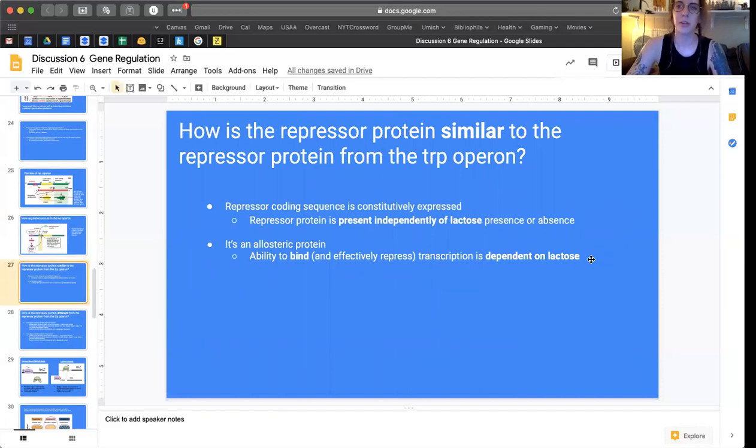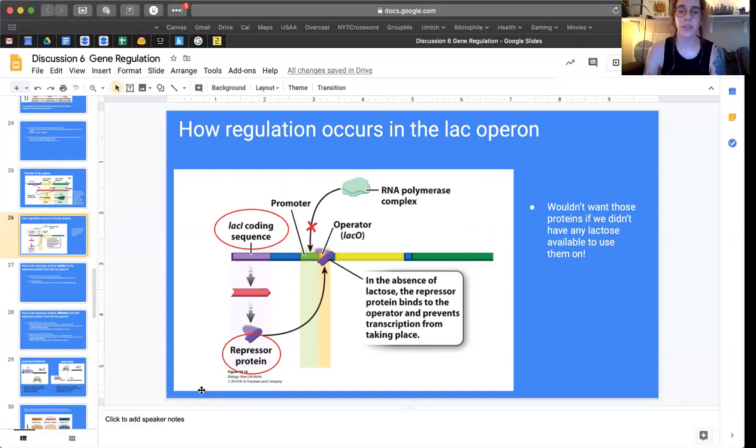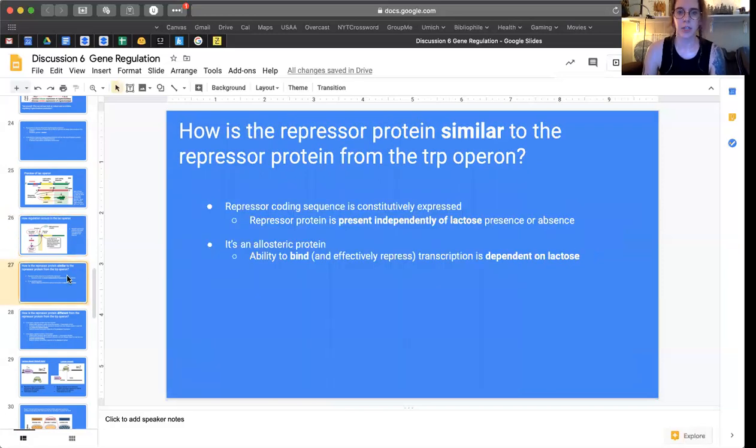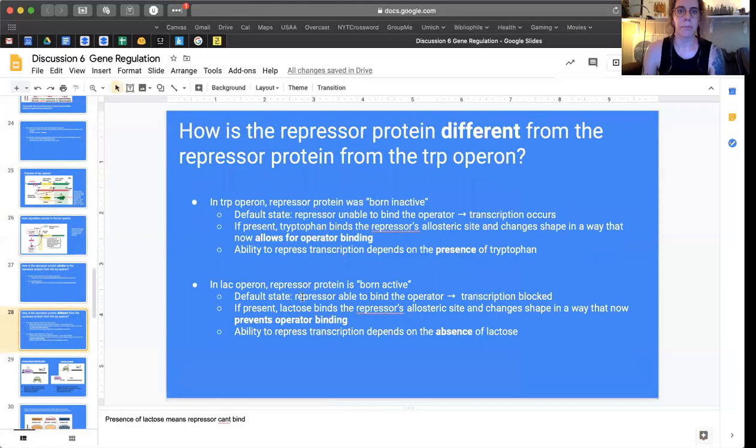So how this one is similar to the one that we saw in the trp operon is that the repressor coding sequence is always going to be there, so this repressor protein is always going to be there. It's just going to depend on whether or not it can bind. That will determine whether or not it actually can repress the reaction or not. So that's how it's similar. The repressor protein is different than the trp operon in a very important way.